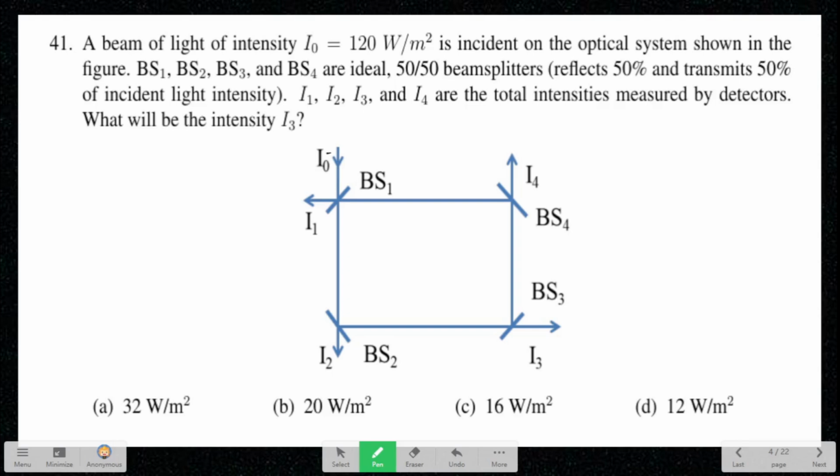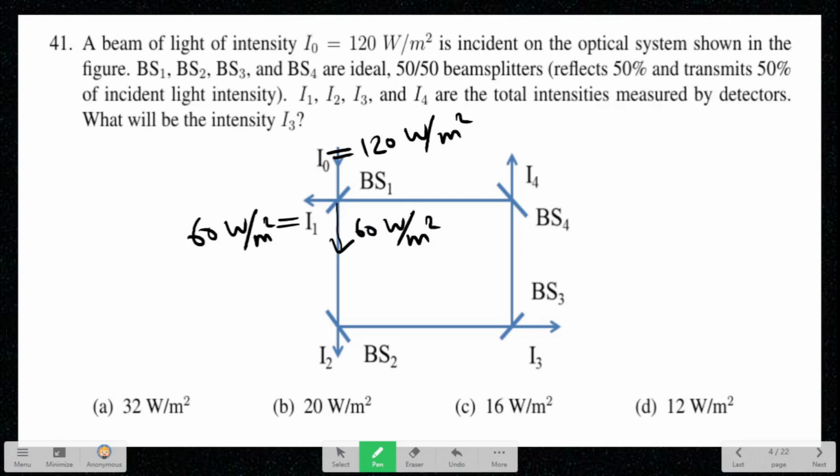So initially we have I0 equal to 120 watt per meter square. Now after going through BS1, beam splitter 1, it is split into 2. So its intensity is reduced to half. The half portion is reflected and half portion is transmitted. So that means I1 is equal to 60 watt per meter square, and the remaining 50% that is transmitted through here is also 60 watt per meter square.